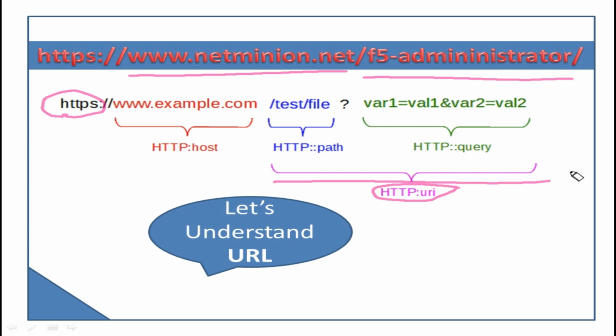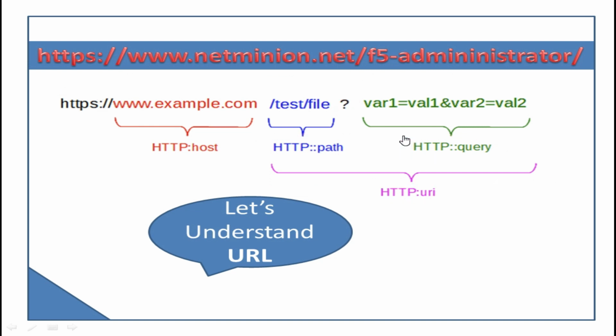But we are dividing the URI part into the HTTP path and the HTTP query. The HTTP path is where you are going, and if you are querying something, it will come after the question mark. Whatever comes after the question mark is your HTTP query. So we have divided the URL into a couple of parts: the host, the HTTP URI, and further the HTTP URI into the HTTP path and HTTP query. Let us proceed and see how these parts are divided.